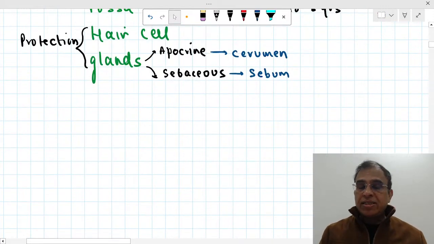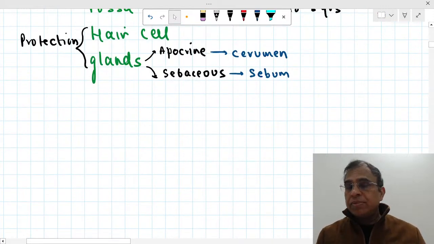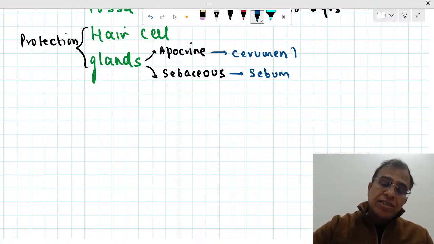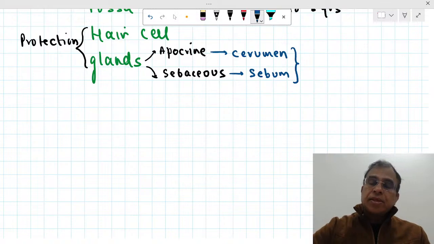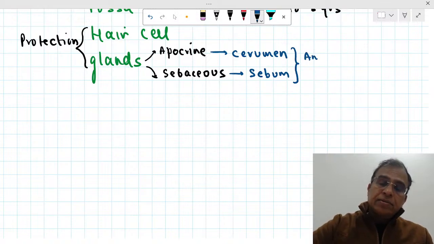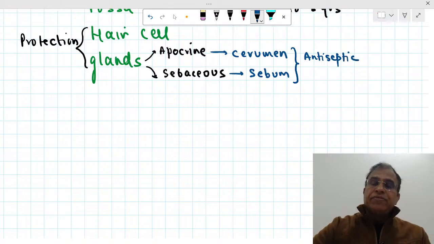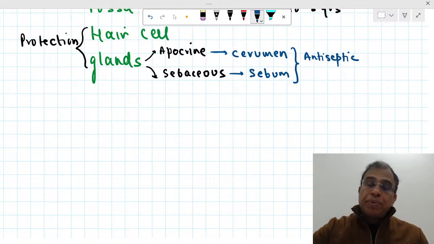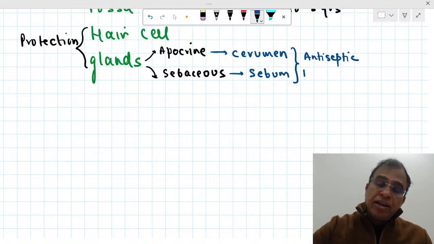So which gland secretes cerumen, which gland secretes sebum is what they ask you. Any special property of these glands? They are antiseptic. So they can kill the pathogen and therefore this is how they protect you. Protection is the function. Plus also they are mainly fatty. They are made up of fat.